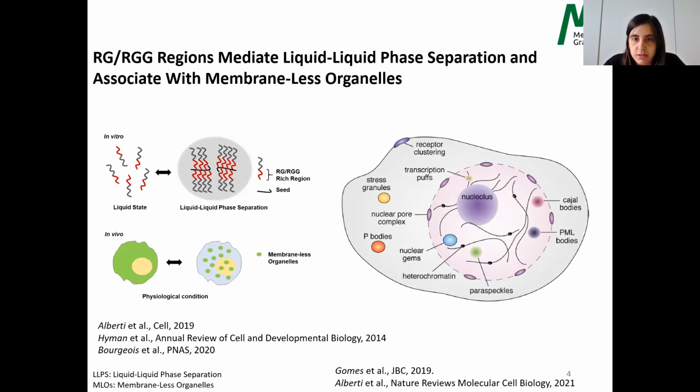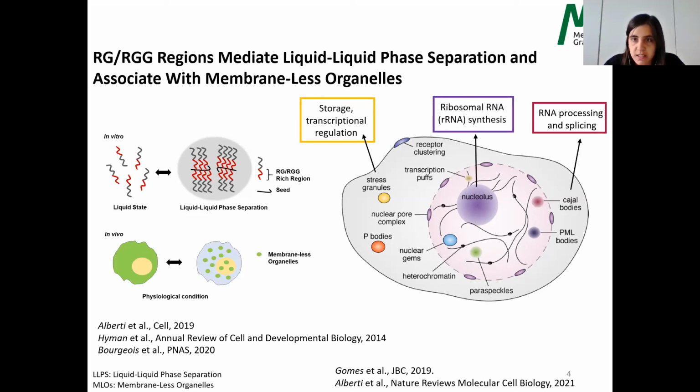Also, under stress conditions, cells can store their RNA or protein for a short time, and this allows the cells to recover rapidly after the stress dissipates. Membraneless organelles have been shown to function in many biological processes like storage and transcription regulation, ribosomal RNA synthesis, RNA processing, splicing, and RNA storage and processing.